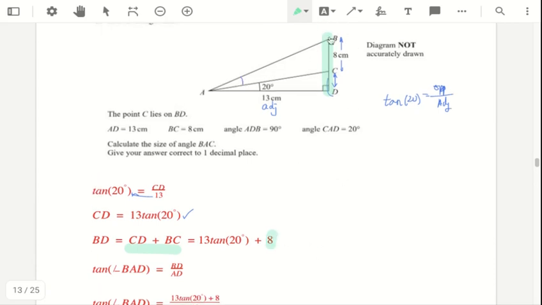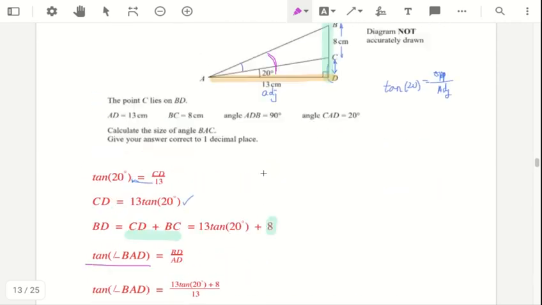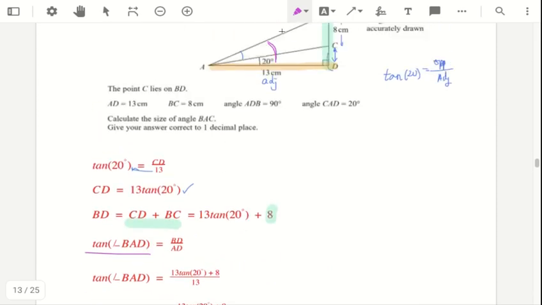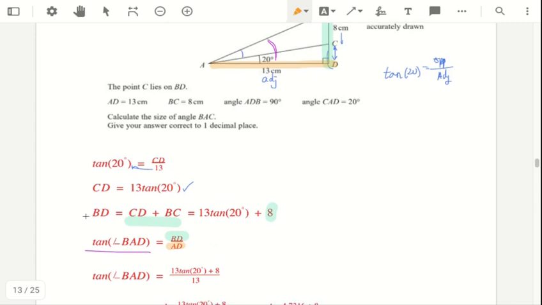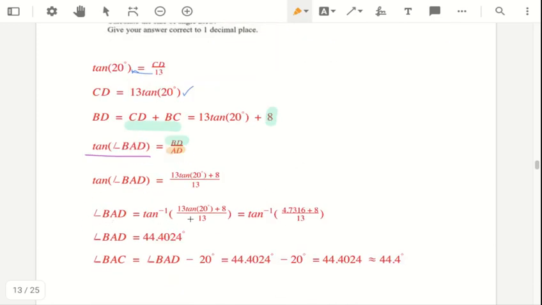Okay, so with that, you see that we have an adjacent here and an opposite in green, and therefore we can find this whole angle here, BAD. So tan BAD is BD over AD. BD we got from here, and then AD is 13, right? So inverse tangent, we get this, and therefore BAD is 44.4024 and so on. I always do 4 decimal places.